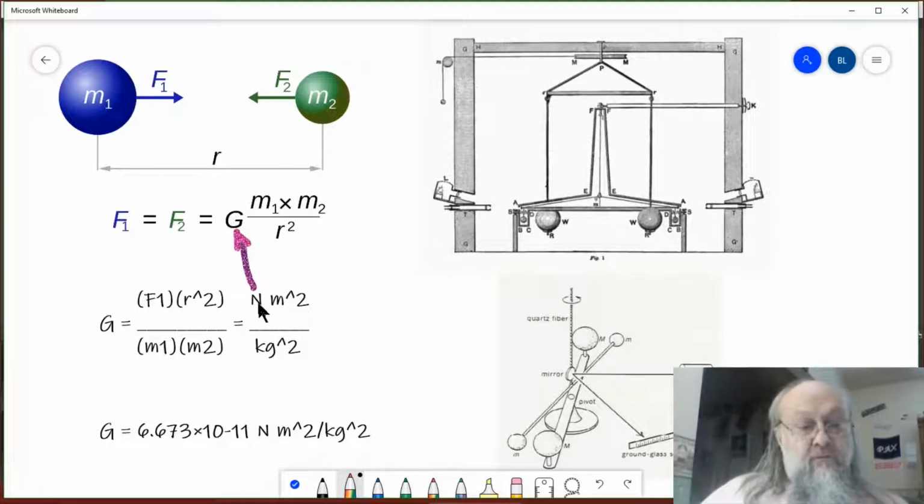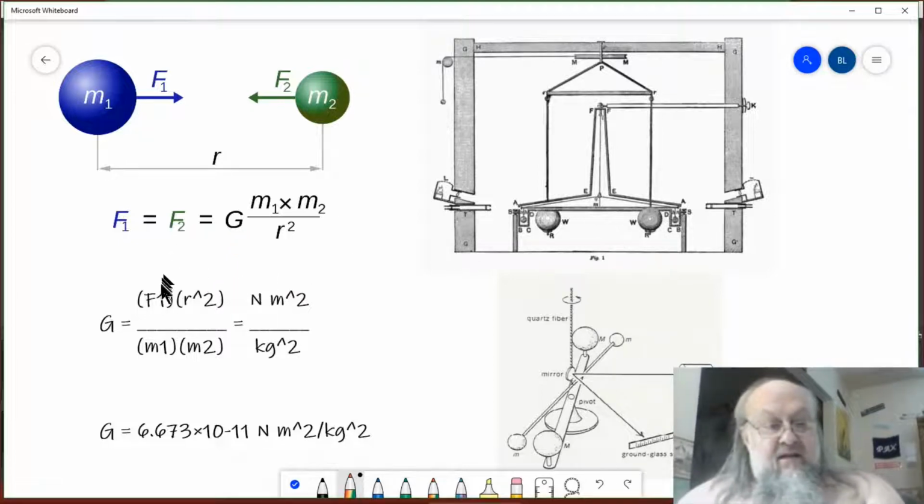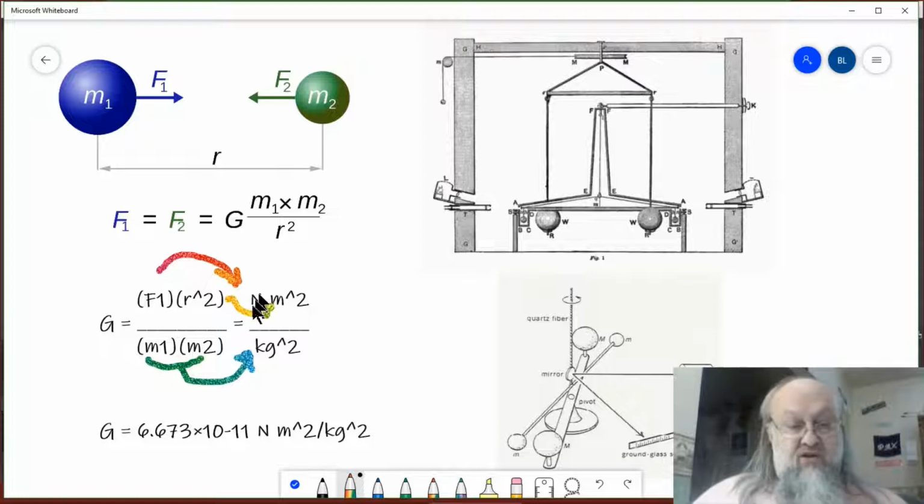And remember, that force is measured in newtons. Distance is measured in meters, so you have Newton meters squared. And mass, both of them, are measured in kilograms, so you have kilogram times kilogram. So you have Newton meters squared over kilogram squared. So that's what G equals. So we have Newton meters squared per kilogram squared. Okay.